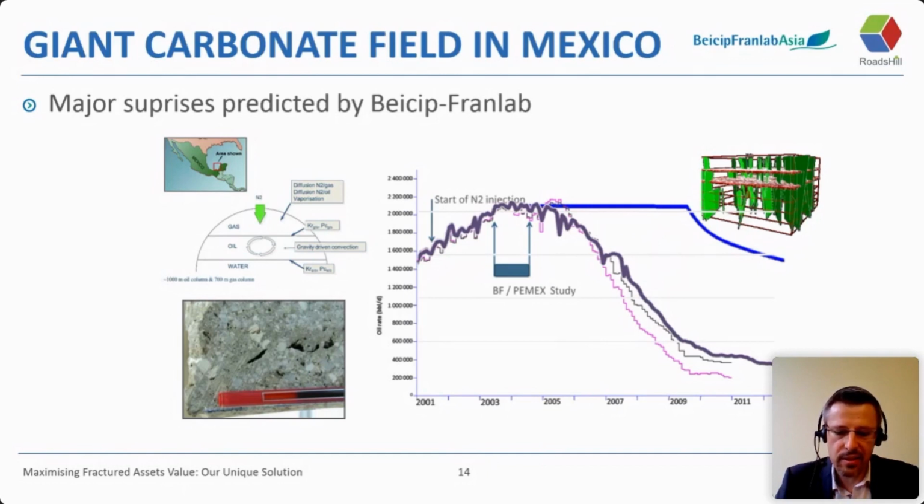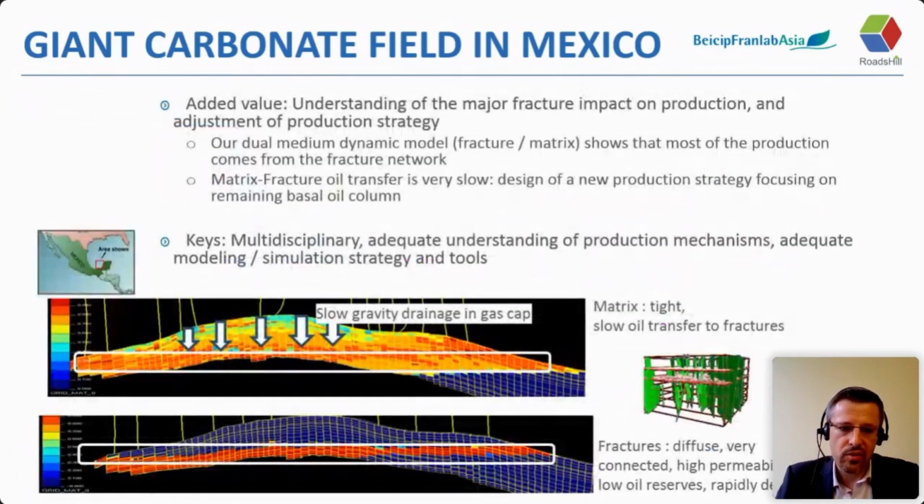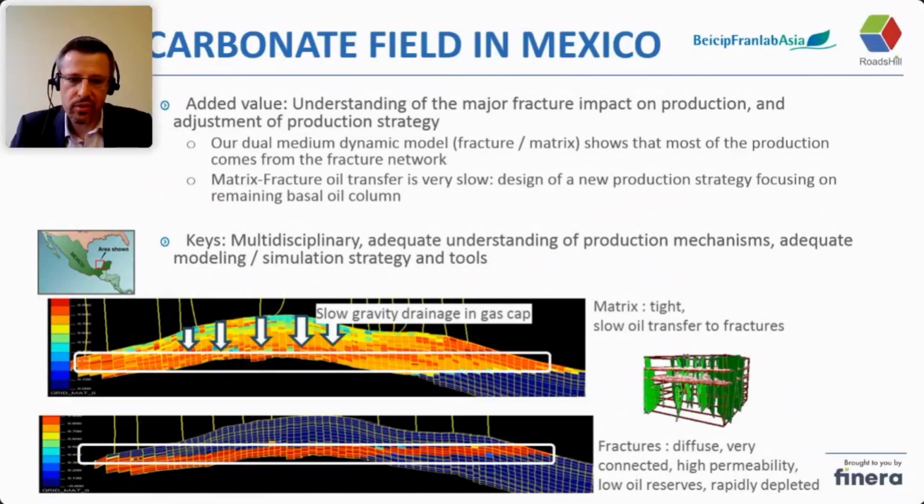And this consistency and this robustness of the predictions was acquired through the good understanding of the major fracture impact on production. So we have very highly permeable fractures full of oil that produce at a very high rate, but are very rapidly depleted because the matrix is quite tight and the recharge of the fracture system by the matrix is slow. So producing at a very high rate at the top of the structure rapidly depleted the fractures.